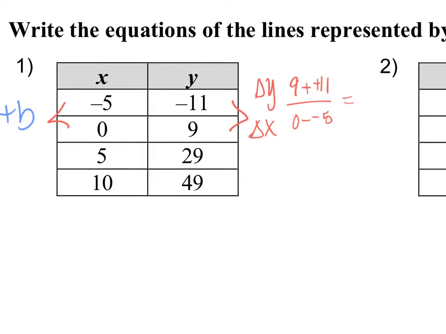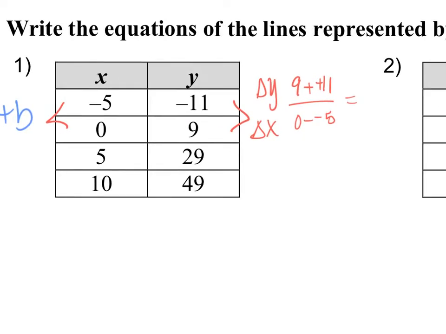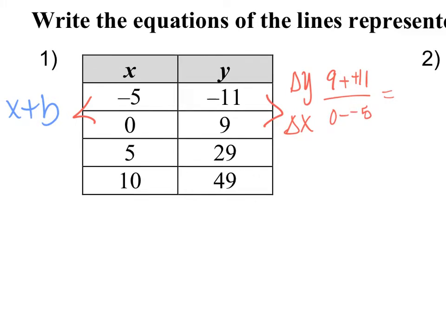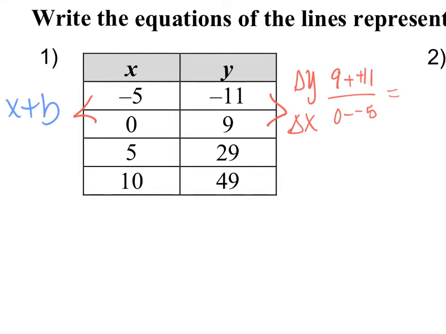Do y'all understand what we're doing? Guys, you're just finding the change in y. So listen, this is the same thing you've been doing. So your change in y is your difference: 9 minus negative 11, 29 minus 9, 49 minus 29. That's your change in y.